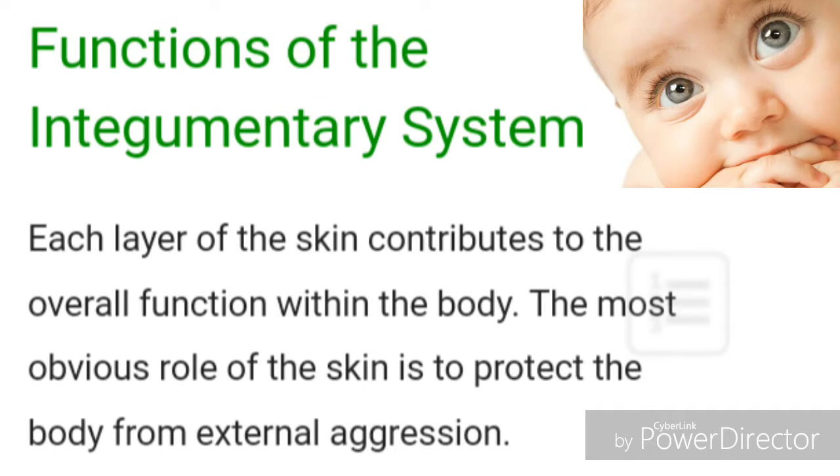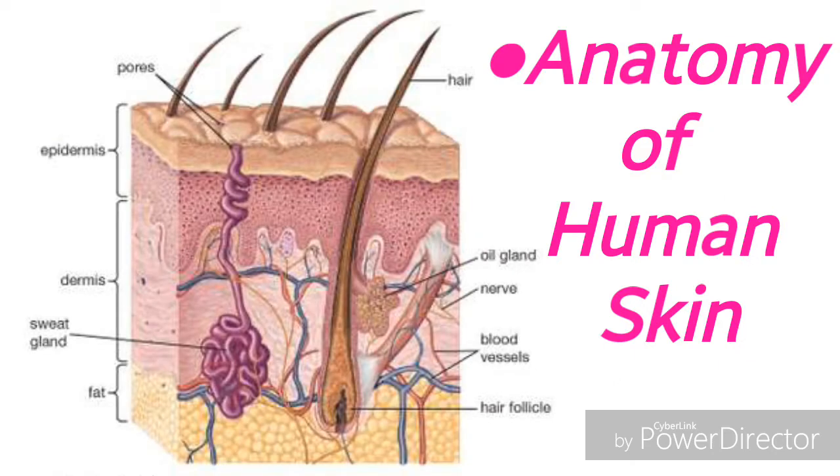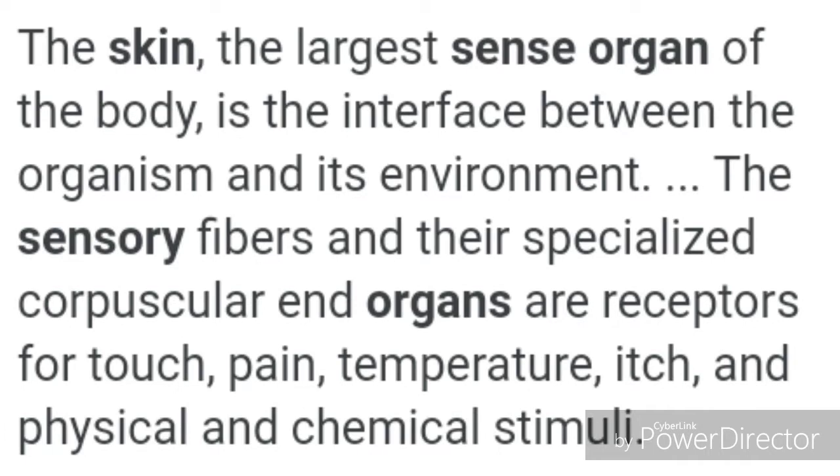Each layer of the skin contributes to the overall function within the body. The most obvious role of the skin is to protect the body from external aggression. This is the internal structure of human skin. It consists of outer epidermis and inner dermis and hypodermis. The dermis consists of blood vessels, nerve fibers, sebaceous glands, sweat glands, hair follicles. The hypodermis consists of adipose tissue. It contains deposits of fat globules.